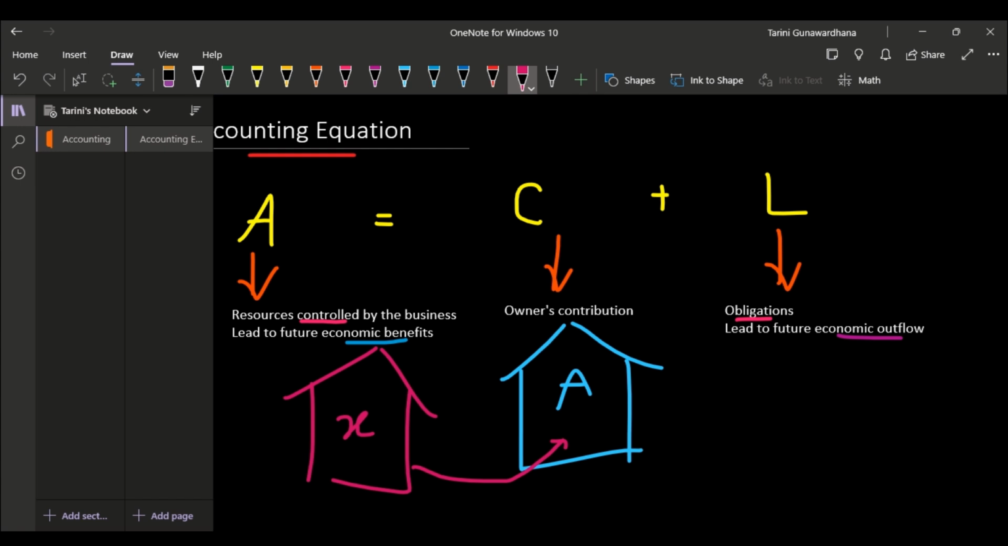That means I owe my supplier X. So that makes X my creditor. And in the future, when I pay him, that's an outflow, a future economic outflow.